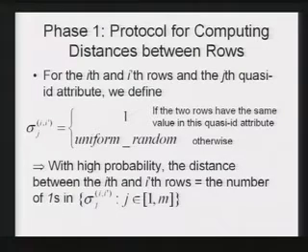Given this definition, we can easily see the distance between the ith and the i prime row is exactly equal to the number of ones in this set, sigma sub j super i prime for j equals 1 through m.